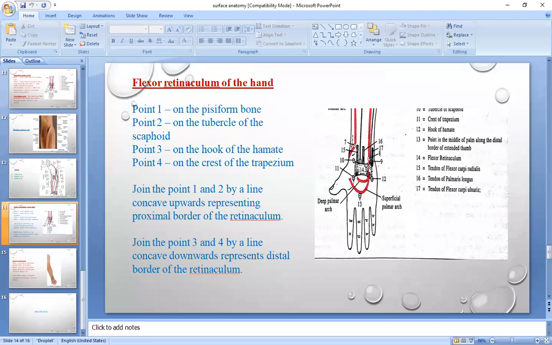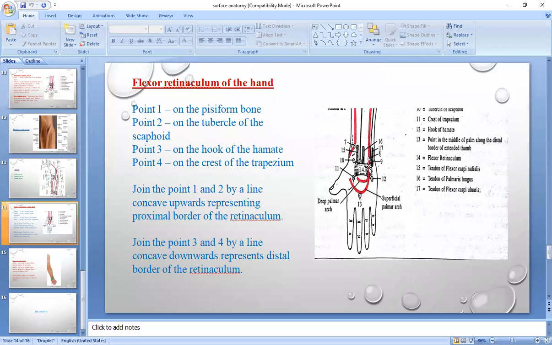You have to appreciate this pisiform bone. Identify the hypothenar eminence; see, at its proximal-most part, if you place your index finger, you will get a bony landmark, a bony prominence. That is nothing but the pisiform bone.